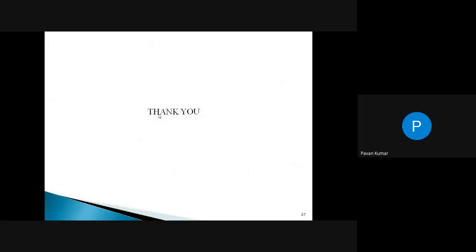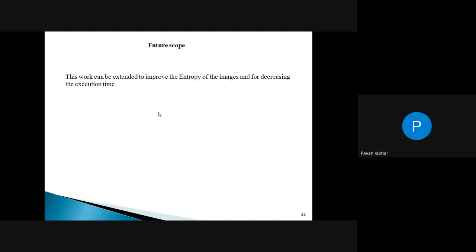Thank you, sir. Thank you very much. And of course, we can also try to implement this one for color images also. Sure, we can implement this one for color images also, with the same method.